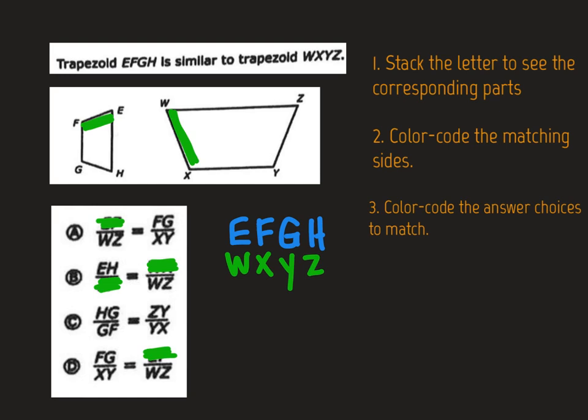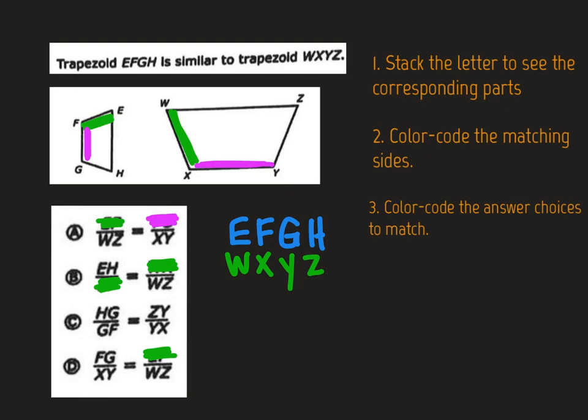I'm going to take the next 2 letters, FG and XY. I'm going to choose a different color, and I'm going to make those be the same. FG, XY. And again, I'm going to do step 3, which is color code my answer choices to match what I just did with those line segments.